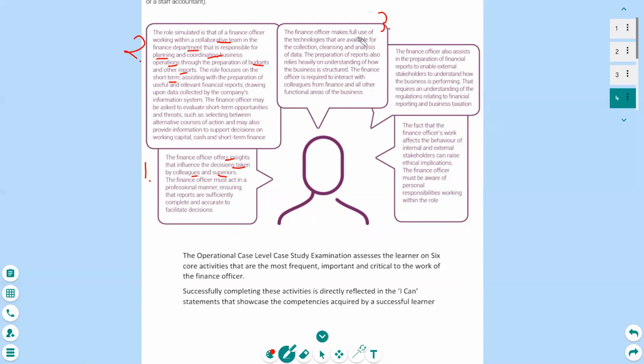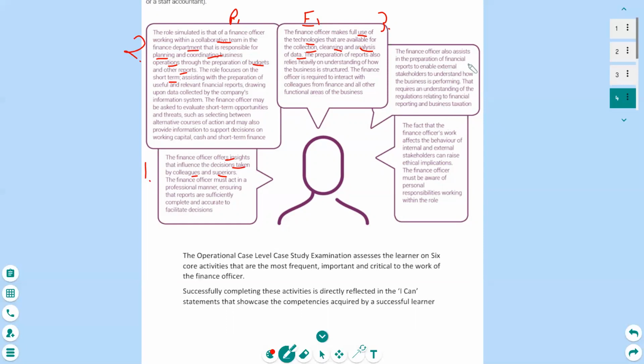Third, he will make full use of technologies that are available for the collection, cleaning, and analysis of data. Now, this is something new with your E1 2019 syllabus, where they have brought a lot of change with data management, data collection, and all of that. So your E1 syllabus is also your part. So as you can see, we spoke about budgets. P1, we spoke about digitalization.